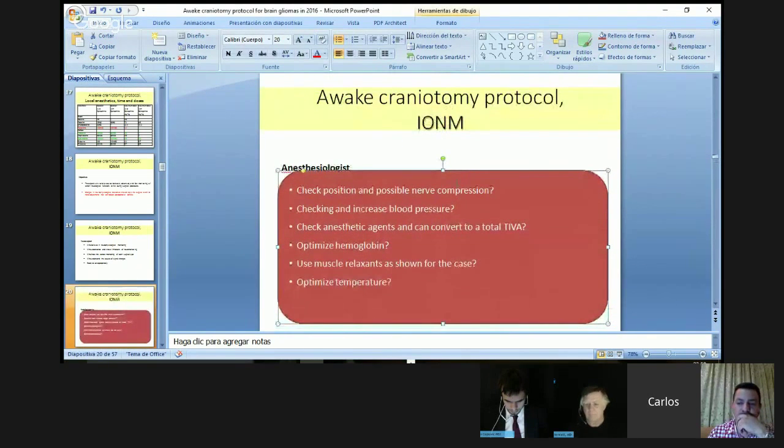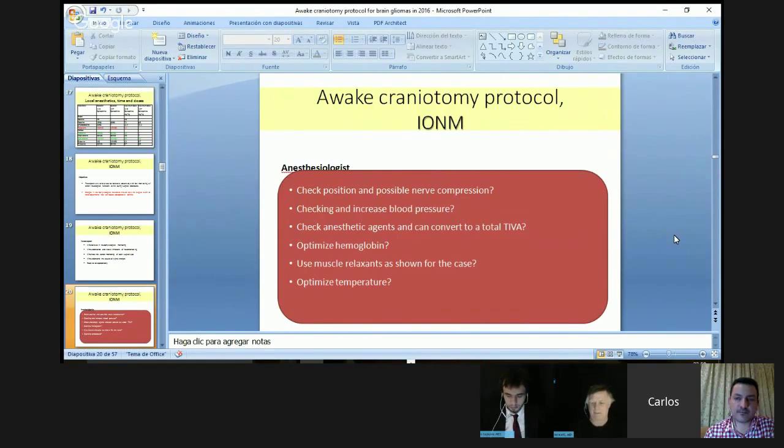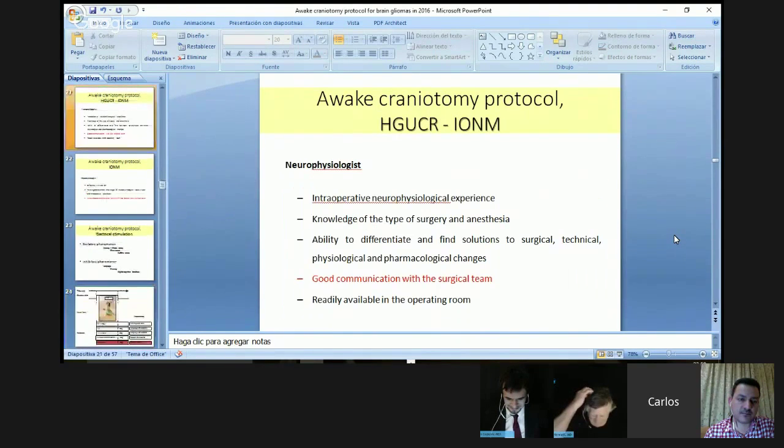Anesthesiologists who check precision and possible nerve compression, check and increase blood pressure, check anesthetic agents, and can convert to a total TIVA, optimize hemoglobin, use muscle relaxants as indicated for the case, and optimize the temperature for the patient.